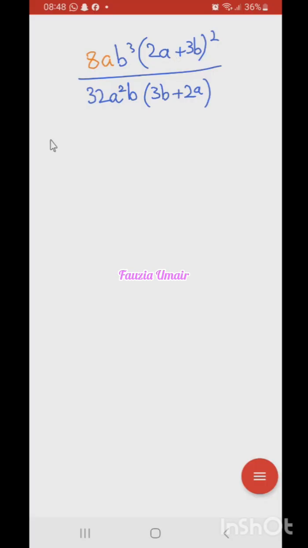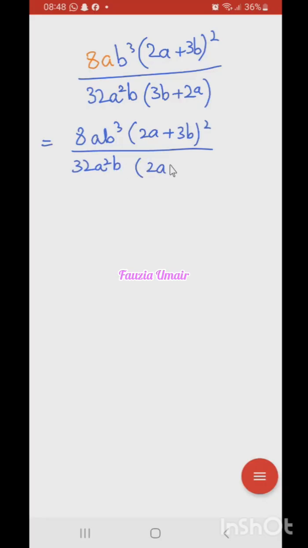In the first step we can rewrite it. We can say 8ab cube, leave this as it is, (2a plus 3b) whole square. But you need to change the order of the numerator, so you can write 2a plus 3b. It does not matter; you know that in addition, order does not matter. Even if there is a minus sign and our terms are the same, we can take minus common also in some of the questions so that we can simplify them.